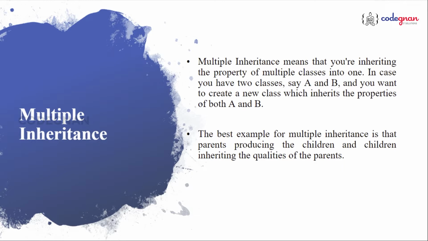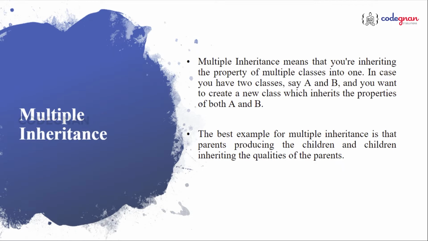That means we can derive subclasses from multiple, that is one or more parent classes, into one child class. The best example you can take is a child, whether son or daughter, taking properties from mother and father, right? We are inheriting properties from our parents, whether we look like them, we laugh like them, our nature, our behavior, everything is from our parents and the grandparents. So the best example for multiple inheritance is parents producing children and children inheriting the qualities of the parents.